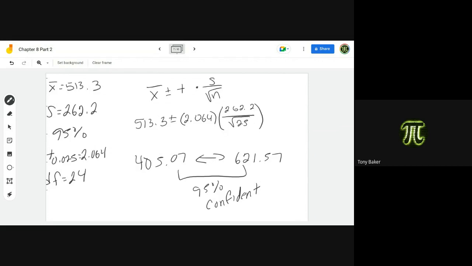All right. Any questions with this? Does that make sense? This process? A lot of steps. It is. And unfortunately, as we go, the more steps you have.